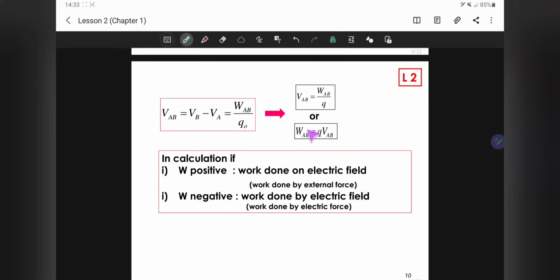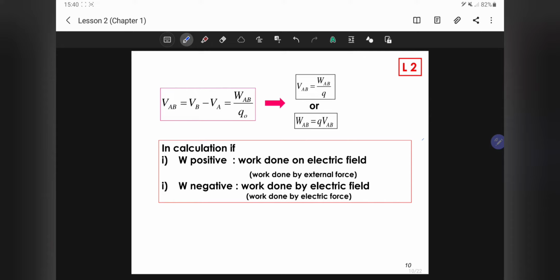Alright, so what do positive and negative work mean? Positive work means that the work is done on the electric field, by an external force. We need to apply an external force. Negative work means that the work is done by the electric field. Work done by the electric force means that we do not have to apply any external force; the work is done by the field itself. So that is negative work.